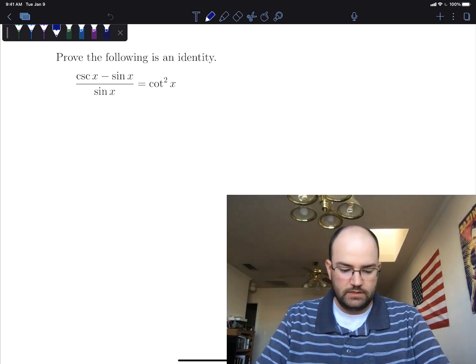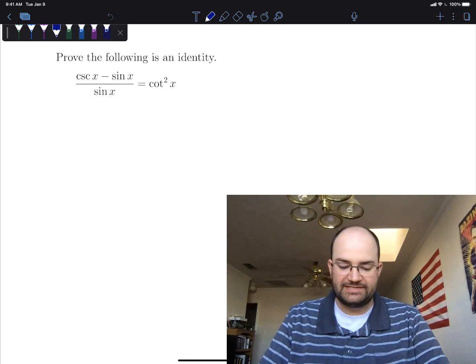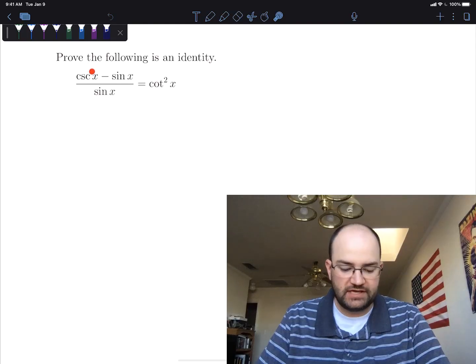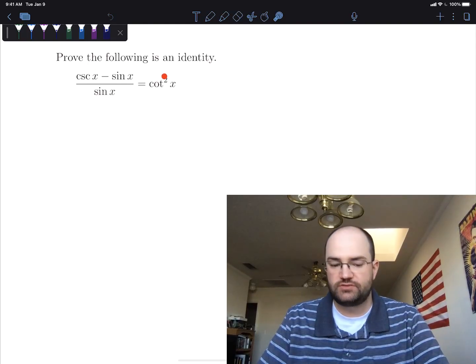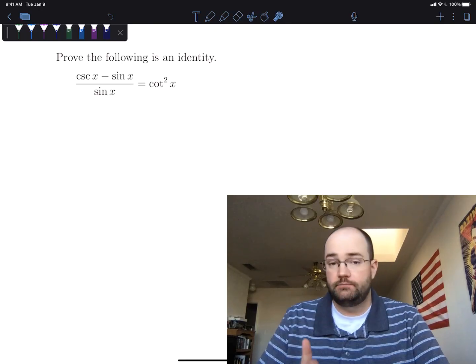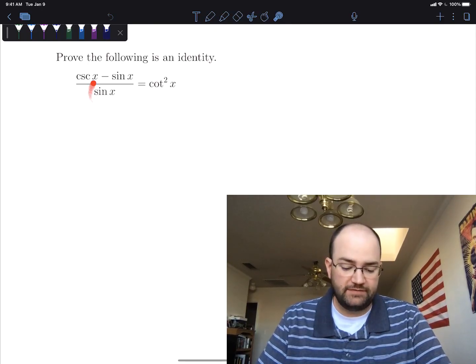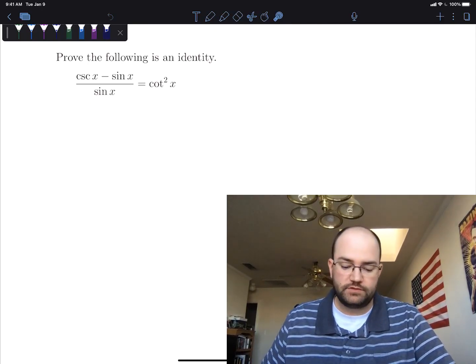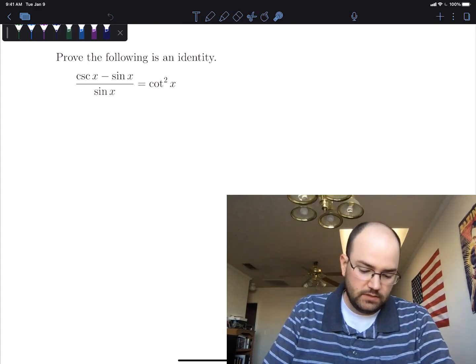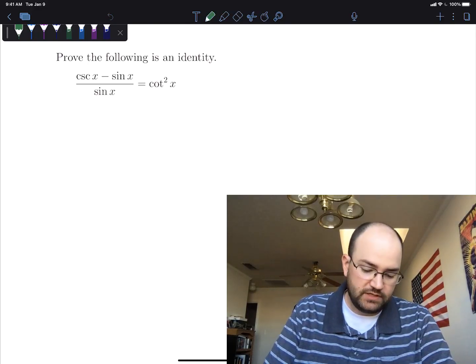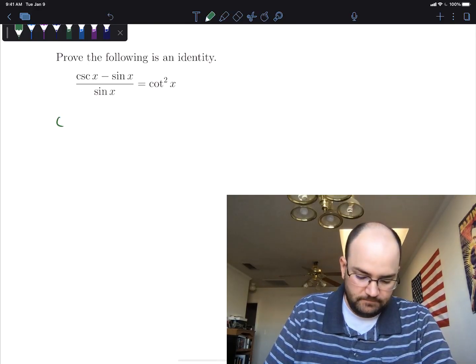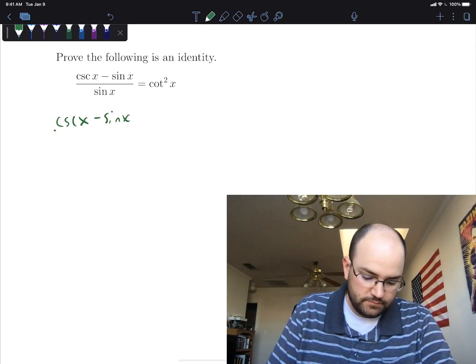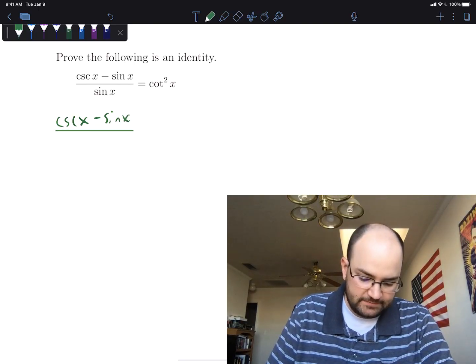Hello. In this video, we want to prove the following is an identity. We have cosecant x minus sine x all over sine x is equal to cotangent squared of x. Now, in this instance, the left-hand side is most definitely more difficult than the right-hand side. So we're going to begin with the left-hand side, which is cosecant x minus sine x all over sine x.